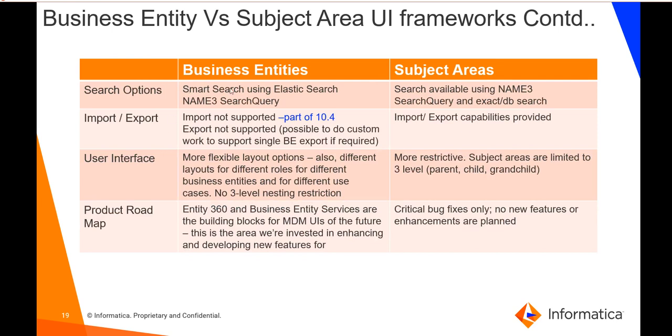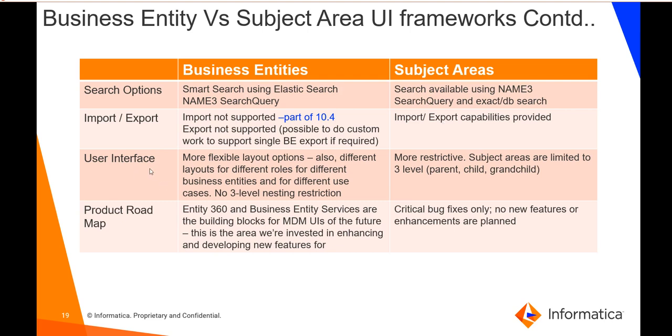Search options: for business entities, we support smart search using Elasticsearch and name3 search query. Subject area is available using name3 search query and exactdb. Import and export: import is currently not supported in business entity in the 10.3 build, but it is part of 10.4. In subject area, we do have support for import and export.